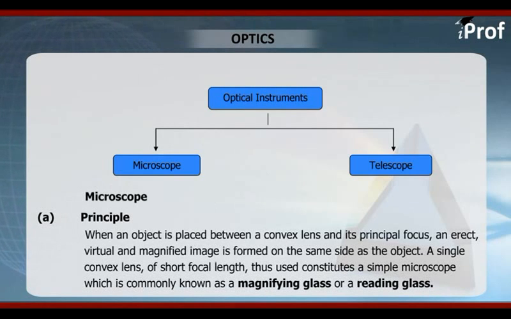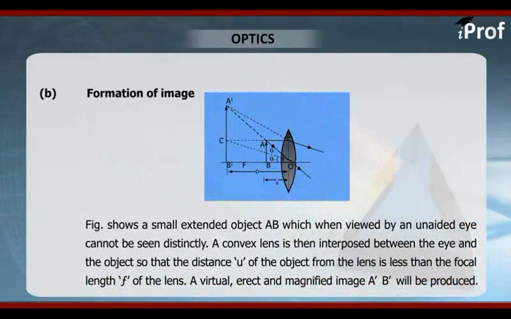Now the principle of a simple microscope, which is also known as a magnifying glass, is very simple, and it is based on the point that when an object is placed between a convex lens and its principal focus, an erect, virtual and magnified image is formed on the same side as the object. A single convex lens of short focal length thus used constitutes a simple microscope, which is commonly known as magnifying glass or reading glass. Now let's understand the formation of image by simple microscope.